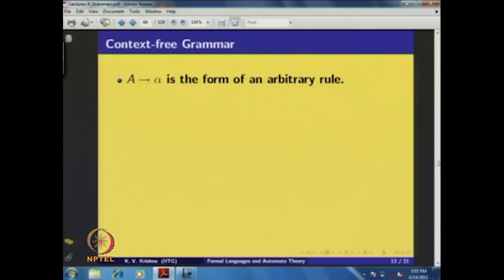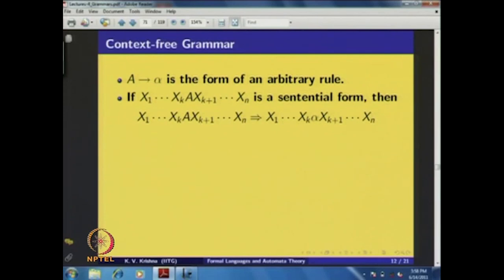Now, if you look at an arbitrary rule in the grammar that we have defined, it is of the form A goes to alpha. If you consider the sentential form x 1 and so on x k, A, x k plus 1 and so on x n, if this is a sentential form, that means this is derived from the start symbol. And as A goes to alpha is a rule, by applying this rule in the sentential form, you can get a next step which is of the form x 1 x 2 and so on x k, alpha, x k plus 1 and so on x n.